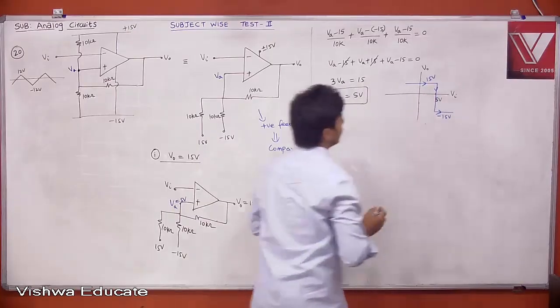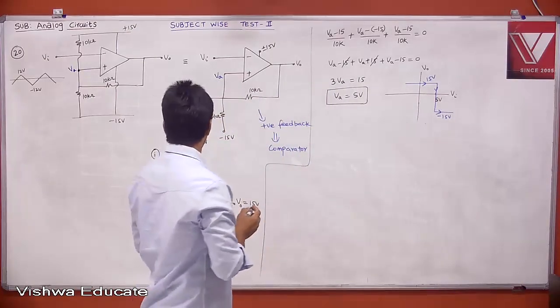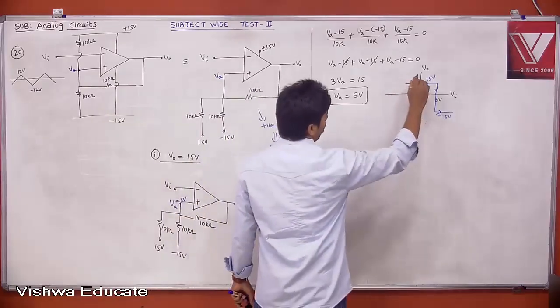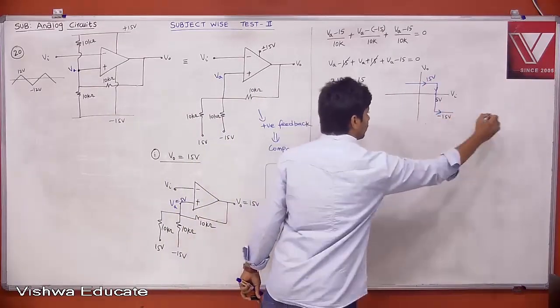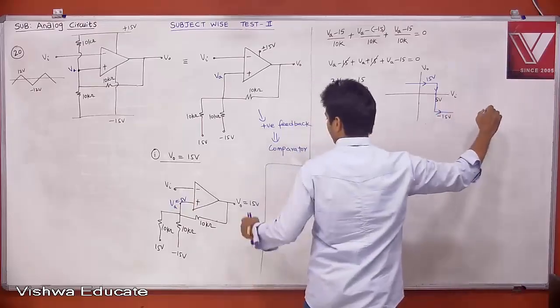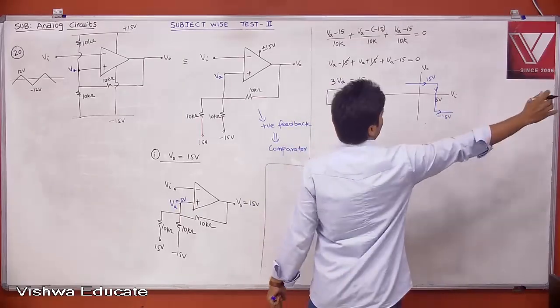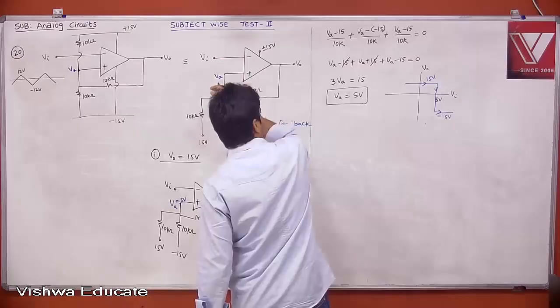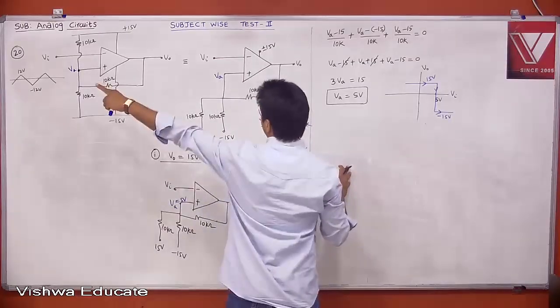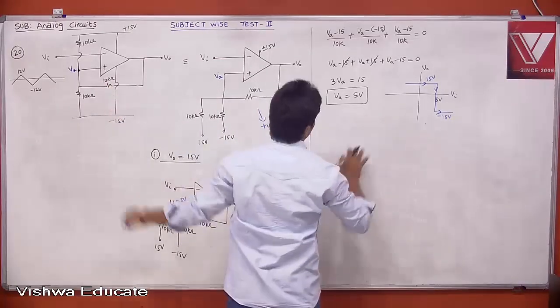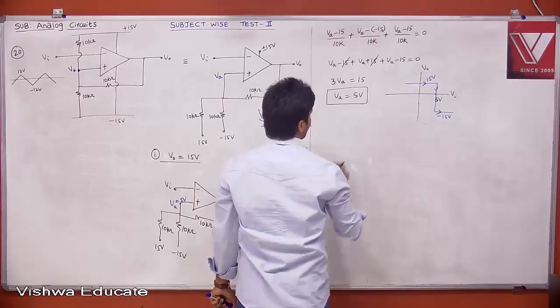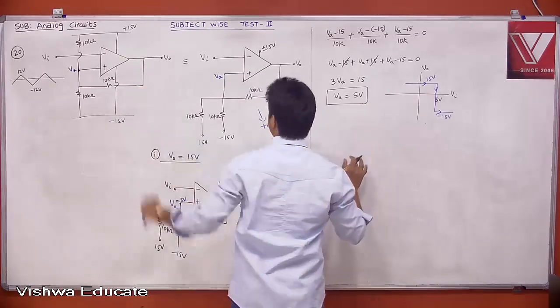Fine. Now, case 2. When output is switched from plus 15 to minus 15. Let us say output changes from plus 15 to minus 15. Now, when input is changing, I am not responding to the triangular wave yet. I will respond to the triangular wave later. First of all, I am trying to plot the transfer curve. Once you know the transfer curve, then we can respond to the triangular wave also.